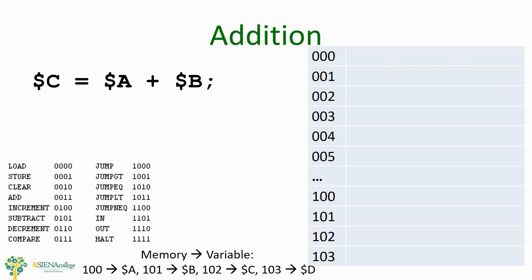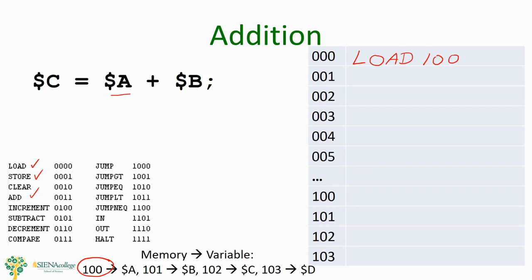Addition. We're going to start off with a load. We're then going to use an add, and lastly a store. So the first command is we want to have the variable A. A is in location 100. So we're going to do a load 100. That will take whatever is in address 100 and store it in the register.